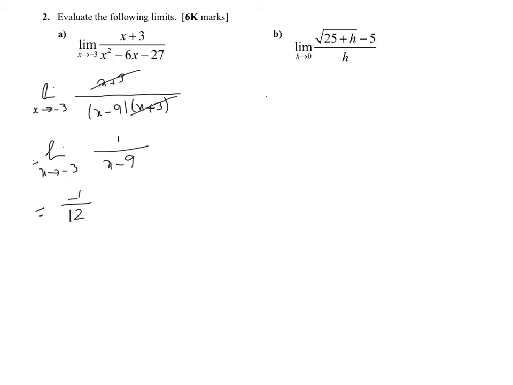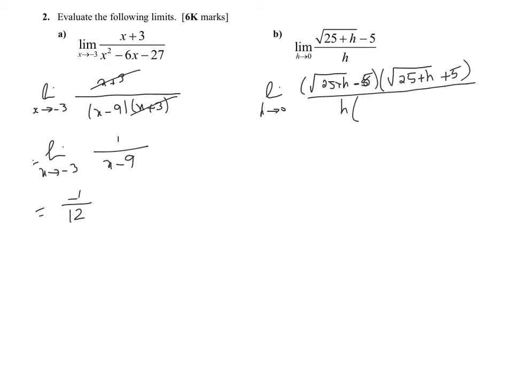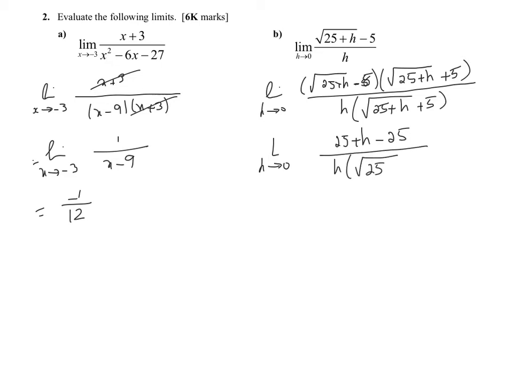So I'm going to get limit of h goes to 0 of square root of 25 plus h minus 5 times square root of 25 plus h plus 5 over h times square root of 25 plus h plus 5. Now the numerator, I can use the fact a minus b times a plus b is a squared minus b squared, and I can write this one as limit h goes to 0 of 25 plus h, since the square root squared is 25 plus h, minus 25, 5 squared is 25, over h times square root of 25 plus h plus 5.